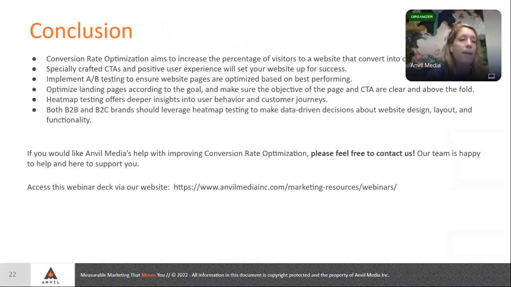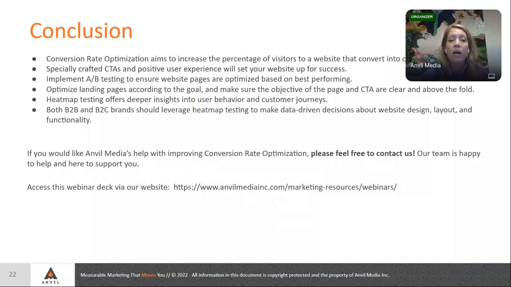Perfect. And then just to wrap everything up, basically we were talking about conversion rate optimization, and the conversion rate optimization aims to increase the percentage of users who come to your website that actually convert into customers. So the goal is to increase that number of people who come to your site and then actually convert or complete that desired action. We can improve our conversion rate optimization through specially crafted calls to action, making sure the user experience is positive. So that way users will not only want to come to your site and come to your pages multiple times, it will also help them to actually engage with those site elements more often.